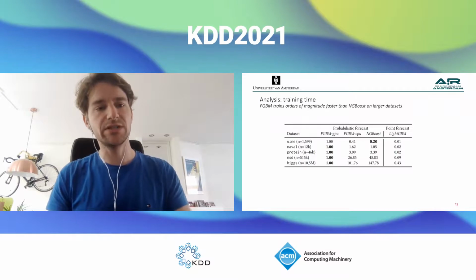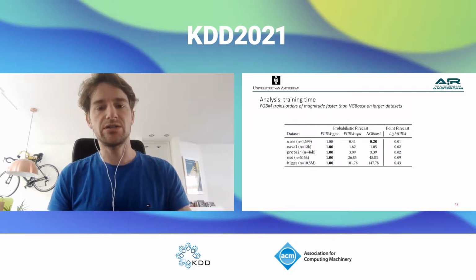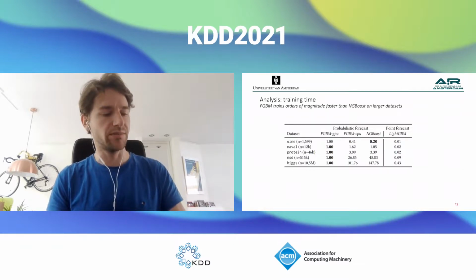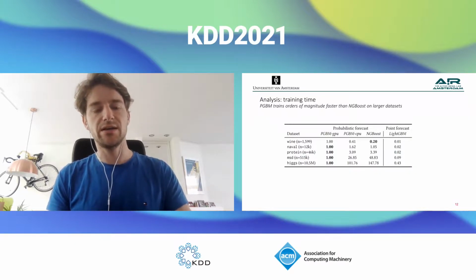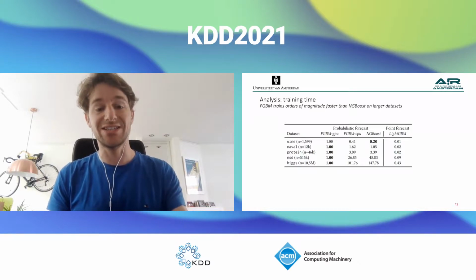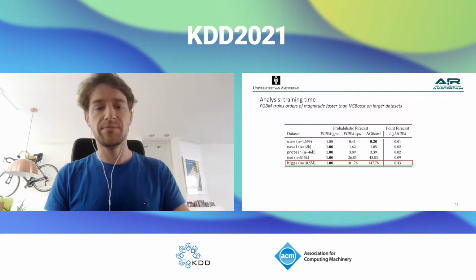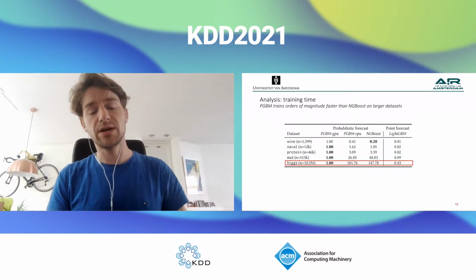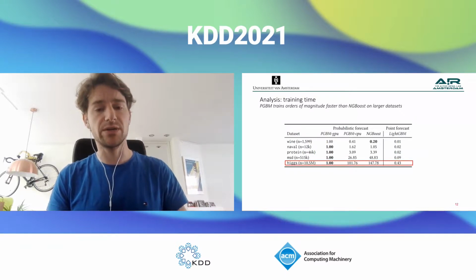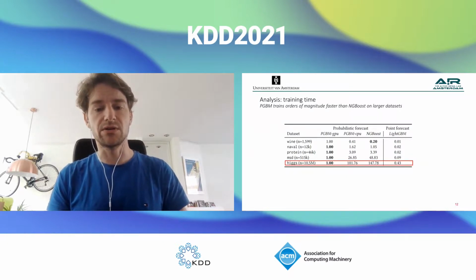Secondly, are we now more efficient? The answer is yes. PGPM trains orders of magnitude faster than XGBoost on larger datasets. Our implementation using PyTorch can use both GPU and CPU. And what you see in this table is that as dataset size increases, for example if we take the largest dataset, Higgs, we are orders of magnitude faster than XGBoost. We are even faster with our own CPU implementation than XGBoost. And we're actually comparable to LightGBM, which is great because we are actually providing a probabilistic forecast, whereas LightGBM, this is only for one model.